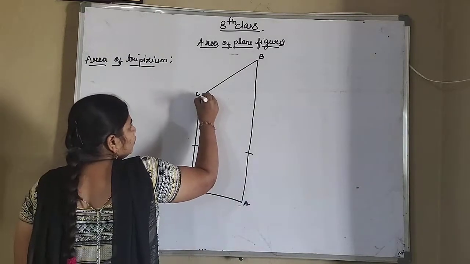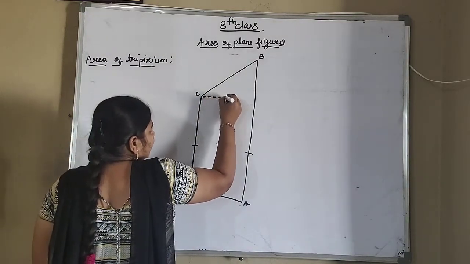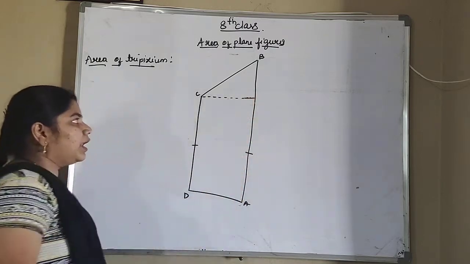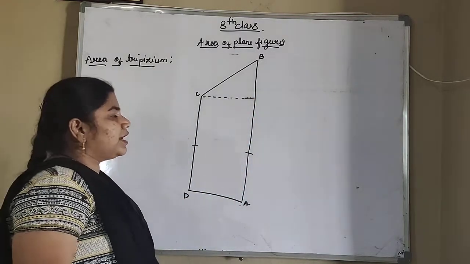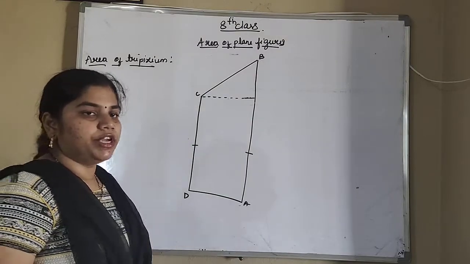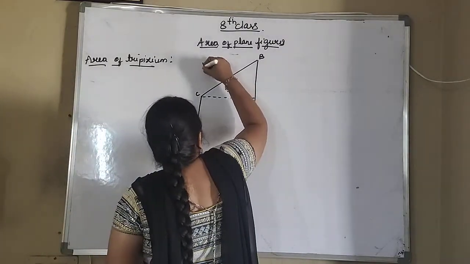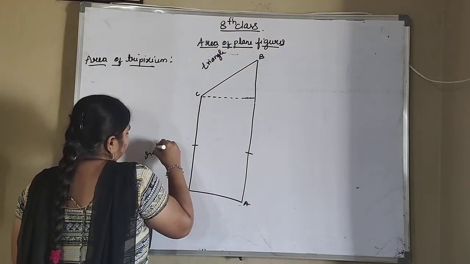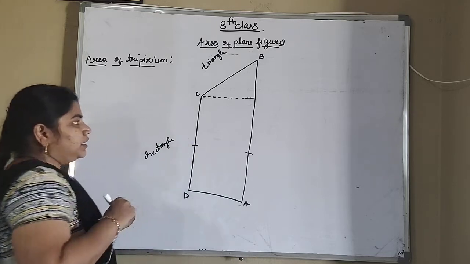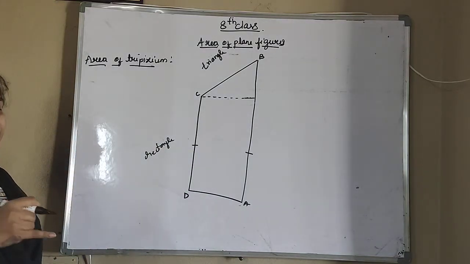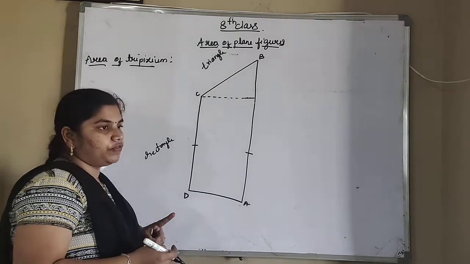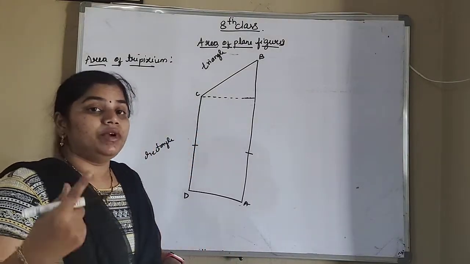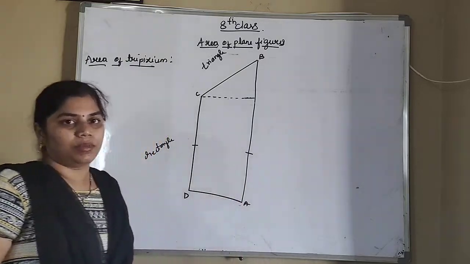From this vertex I am drawing one line. So now this trapezium has been converted into two parts: one is a triangle and the other is a rectangle. If you add the area of the triangle and the area of the rectangle, you will get the area of a trapezium formula.